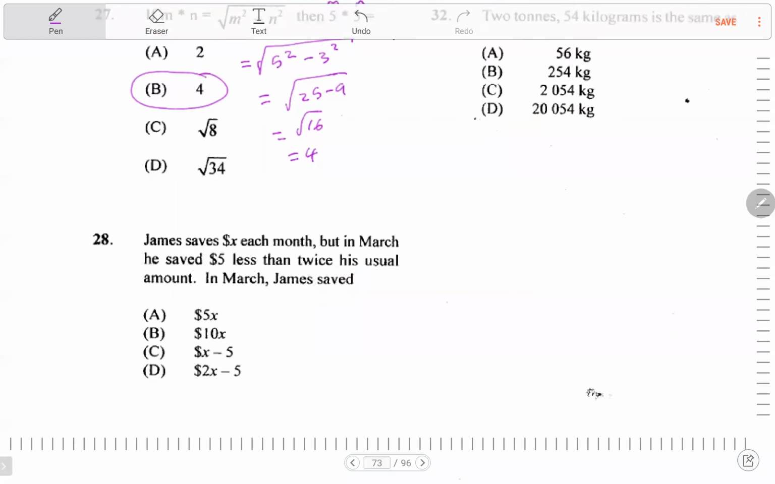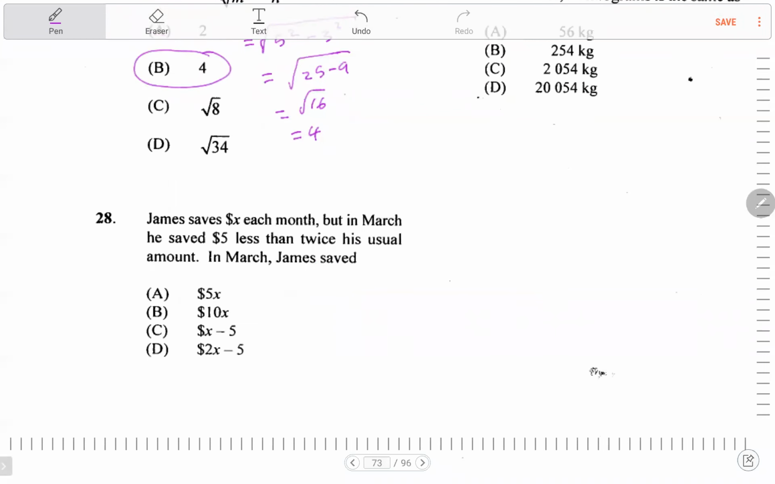Next question, number 28. John saves X dollars each month, but in March he saves $5 less than twice the usual amount. So the usual amount is X. Twice the usual amount is 2X, and he saves $5 less than that, less 5. That's the amount that he saves. 2X minus 5. So that's it, 2X minus 5.